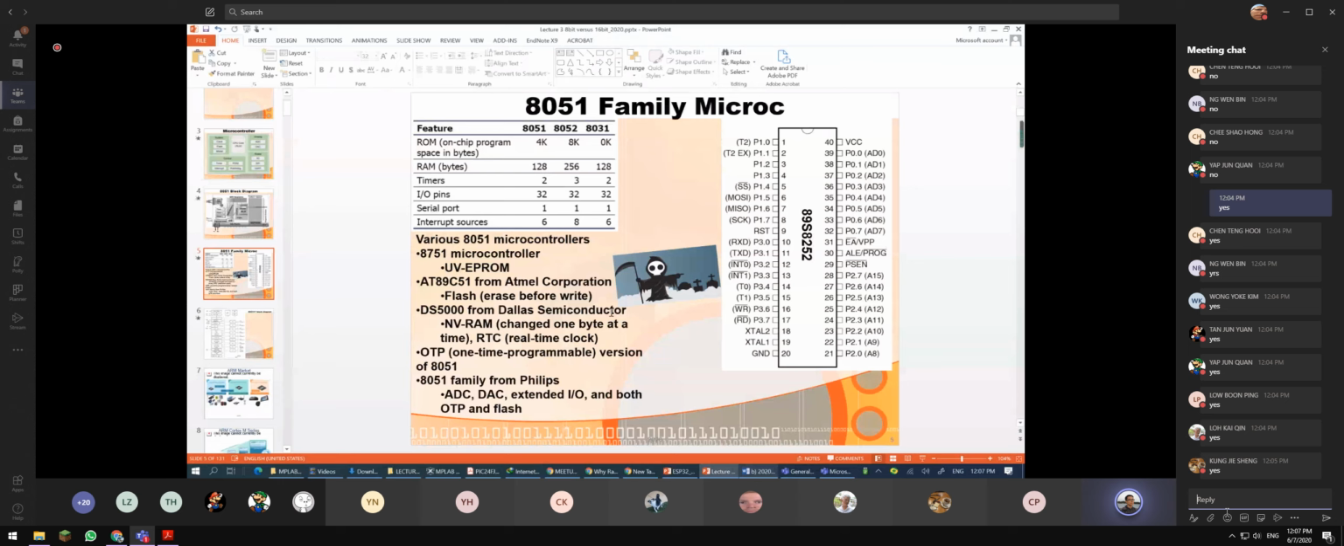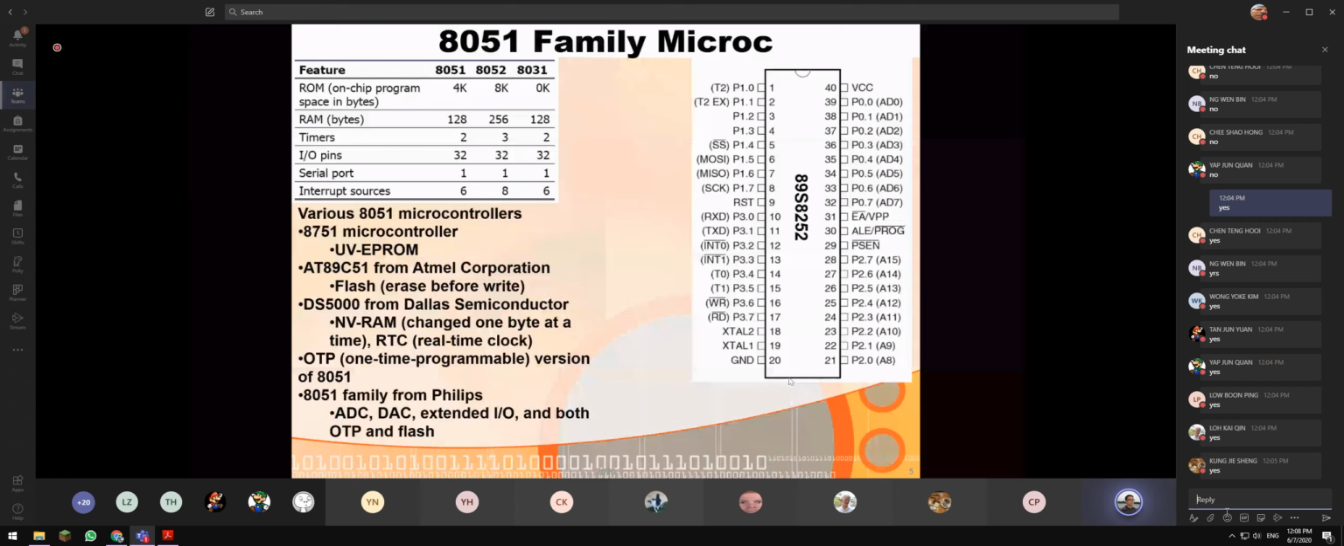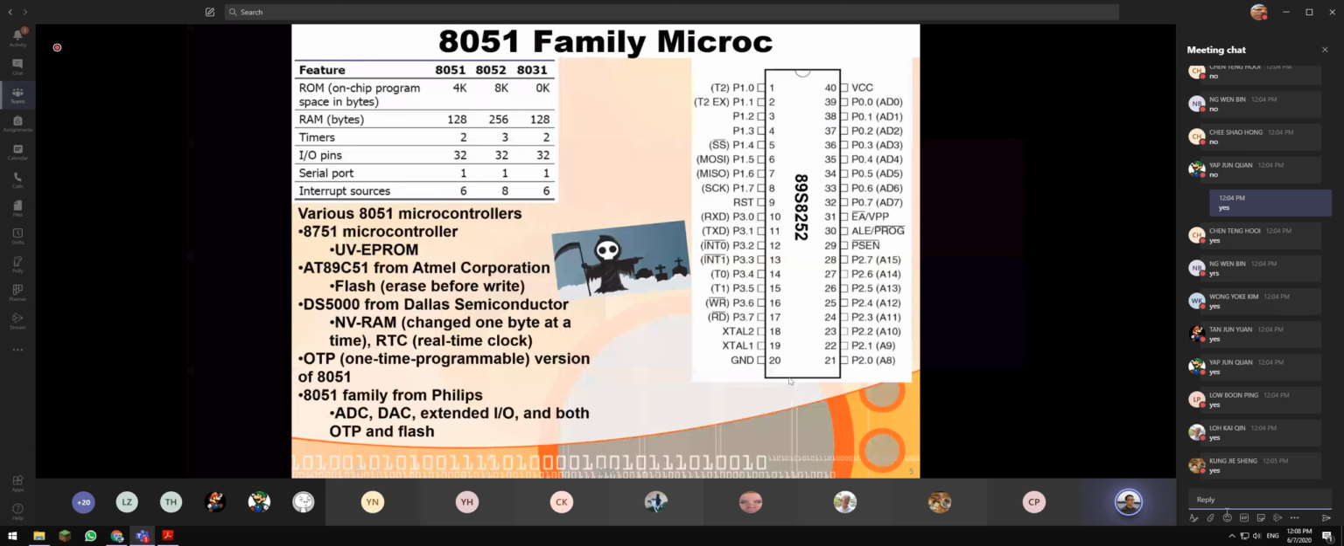AT89S8253. A lot of people in the market are saying that microcontrollers are going to die, but actually it's still not true. Even though there is the booming of ESP32 and all these advanced ARM microcontrollers, those older microcontrollers are still in the market. Remember this.